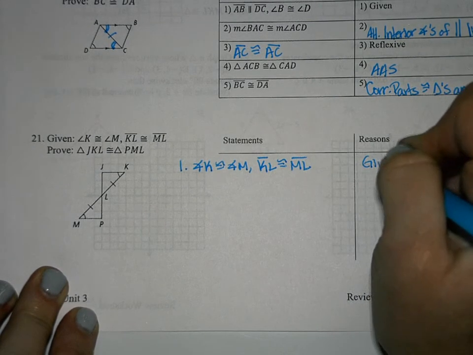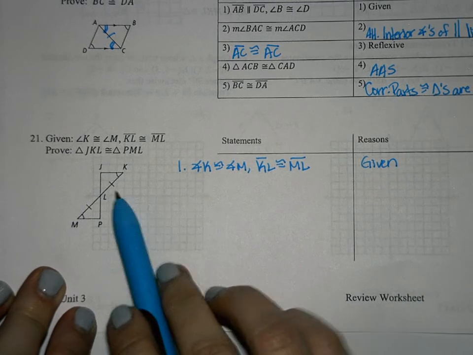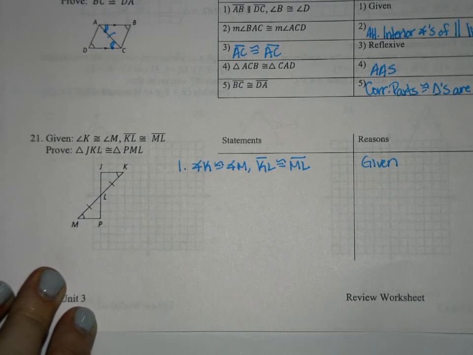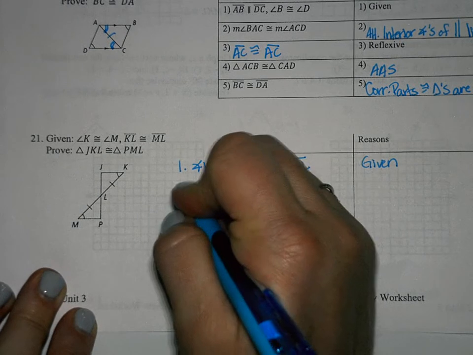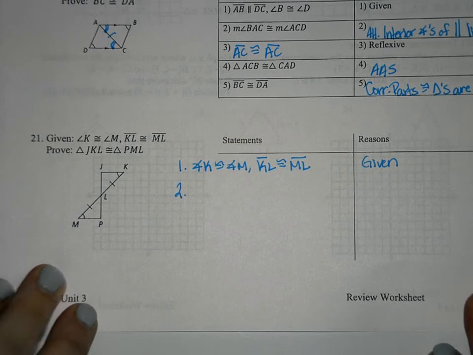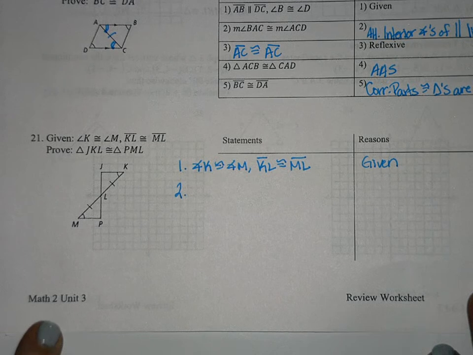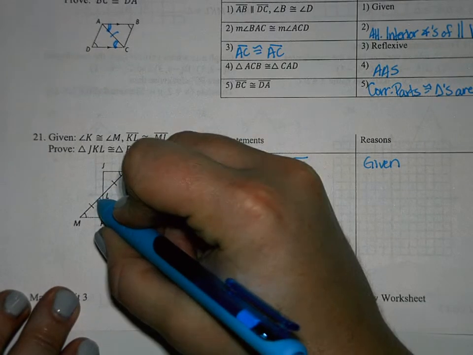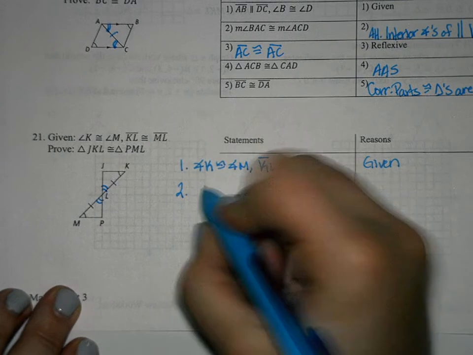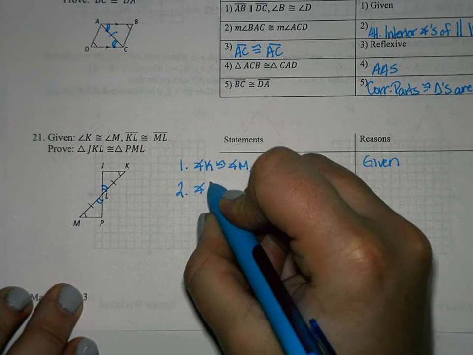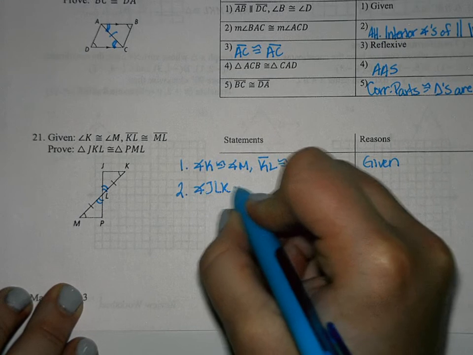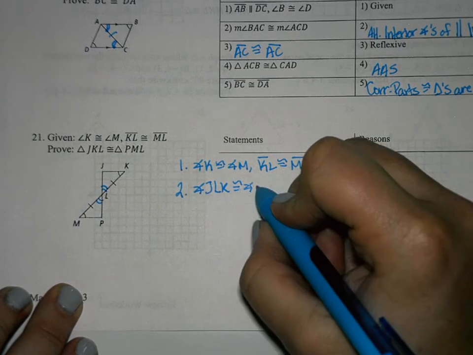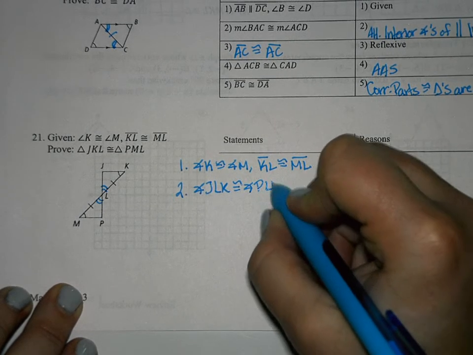And again, I'm going to make sure my picture's marked to match what my given says. Okay, so now if we look at our picture, is there anything else from how the diagram is that we can say? Okay, we have vertical angles. So we need to make sure we're using 3 letters. So angle JLK is congruent to angle PLM because they are vertical angles.